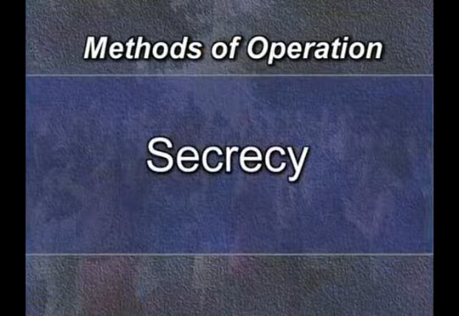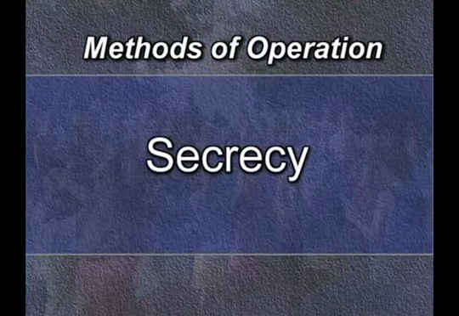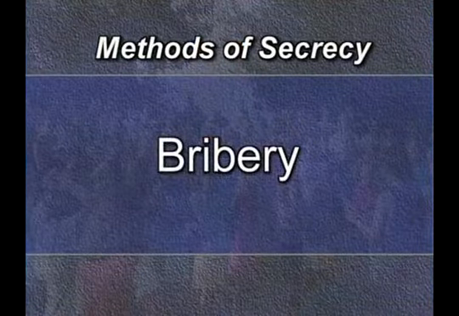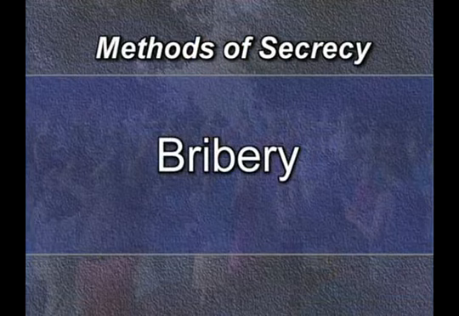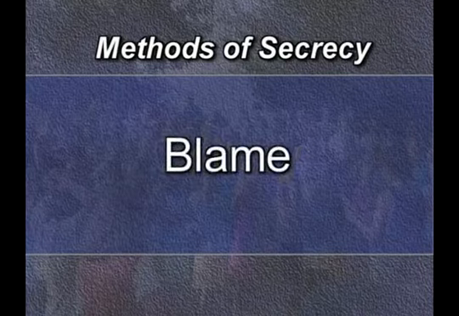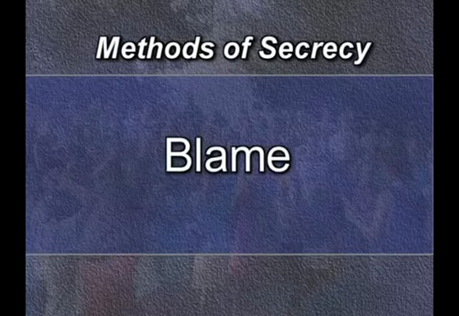Let's move on to our last method. Secrecy is the common thread in these methods of operation. Secrecy is maintained by several methods. They include, but are not limited to, bribery. This could include gifts, animals, or any favors that interest a child. Blame. The molester tells the child they are at fault for what has happened.